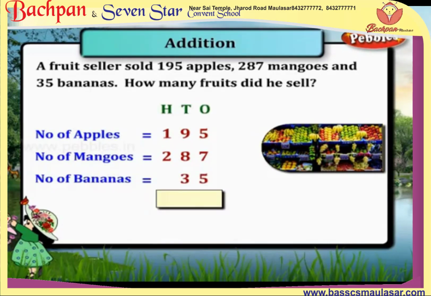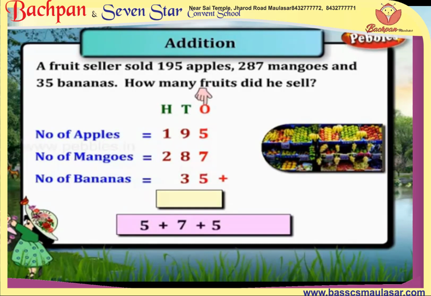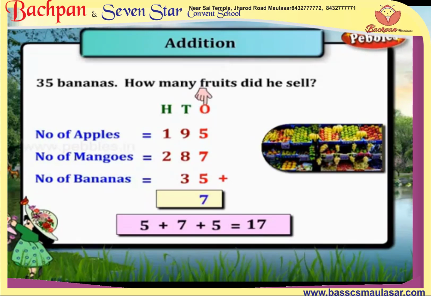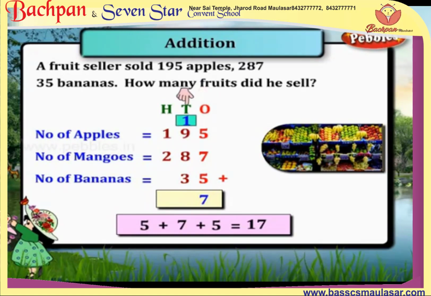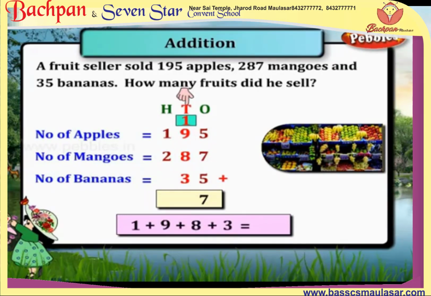Now add the numbers in the ones column. 5 plus 7 plus 5. That is equal to 17. Write 7 in the ones column and carry over 1 to the tens column. Now add the numbers in the tens column. 1 plus 9 plus 8 plus 3. That is equal to 21. Write 1 in the tens column and carry over 2 to the hundreds column.